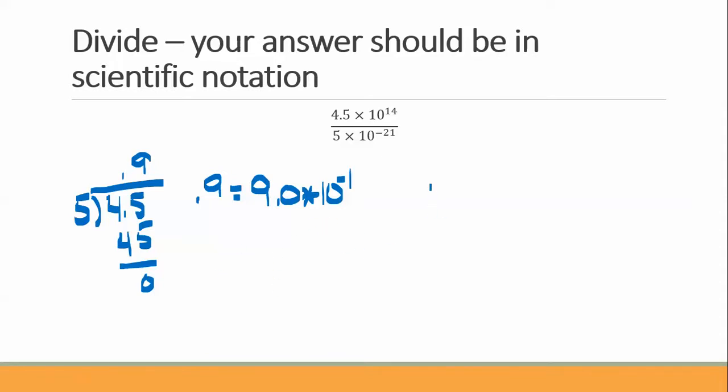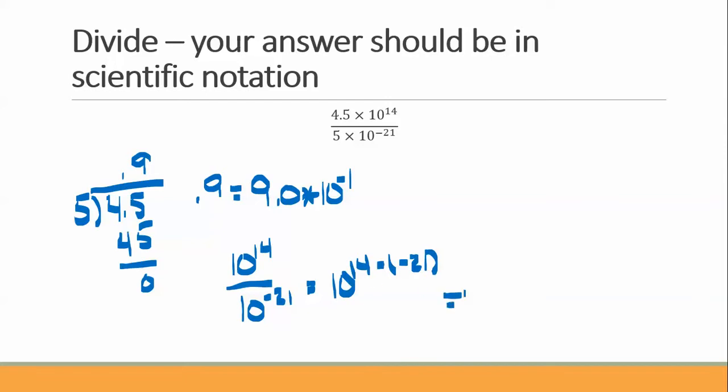So now we want to do 10 to the 14th divided by 10 to the negative 21st. That's 10 to the 14th minus negative 21. So that would be 10 to the 14 plus 21, because minus a negative is plus, which is 10 to the 35.